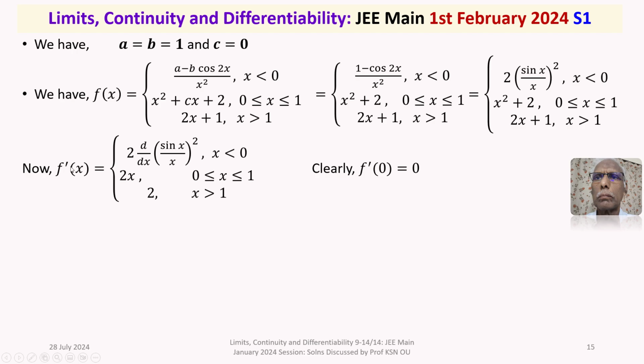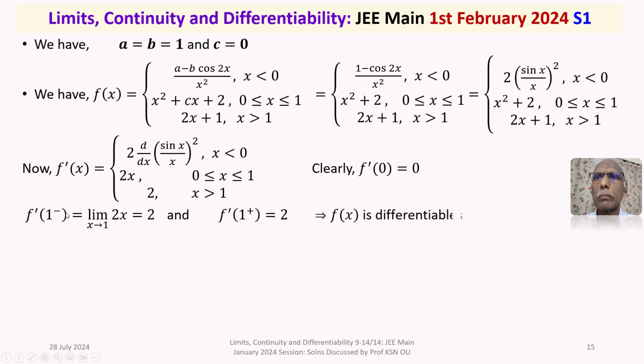But we have f prime at 0, that is 2 into 0, which is 0. That means it is differentiable at x is equal to 0. Agreed. At x is equal to 1, so f prime of 1 minus is what? In this, x is tending to 1 from left, that is the limit as x tends to 1 of 2x, that is 2.